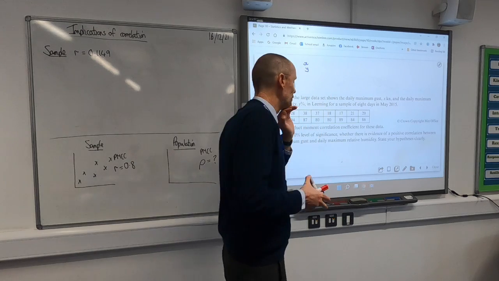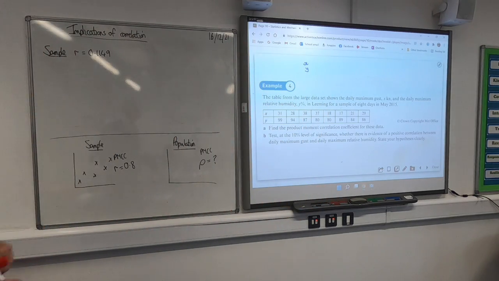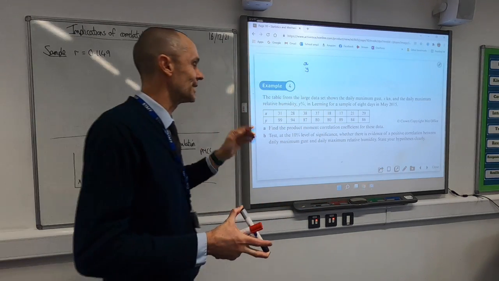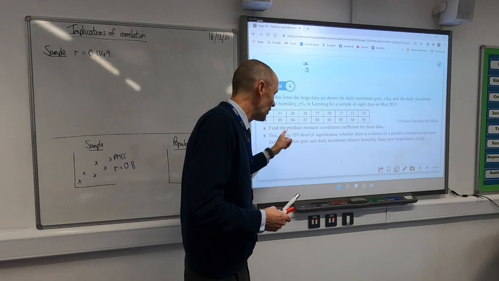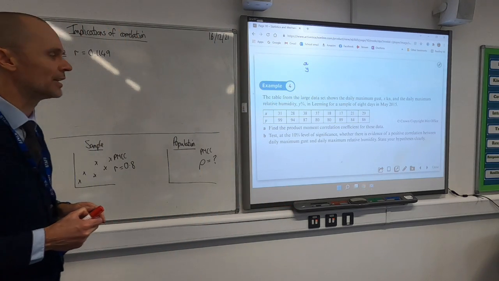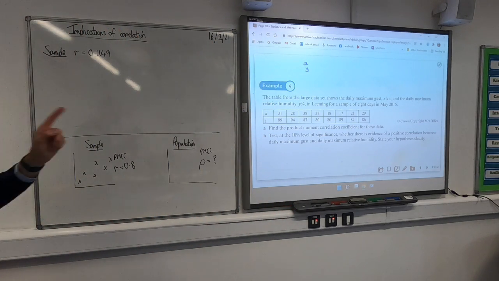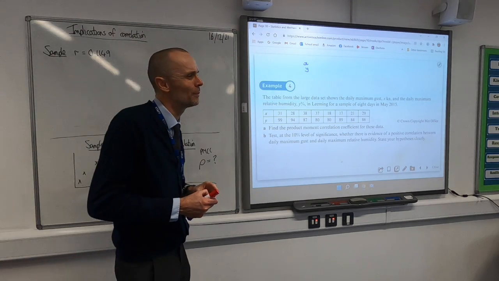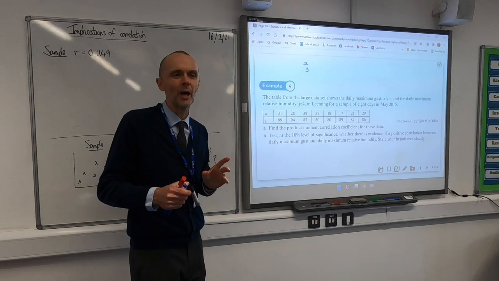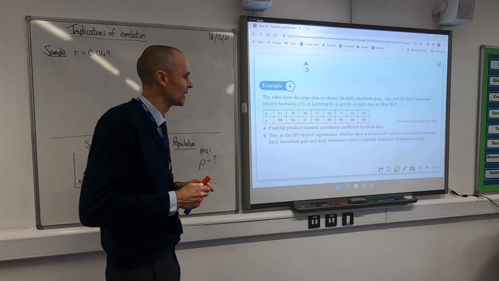What we're being asked to do is say, okay, that's what I've got for this sample. This is a sample of 8 days. Can I infer anything about the population as a whole? And I'm being asked to test at the 10% level of significance. If you remember, that means 90% of the time I'd be correct making this assumption. So here's what we do.